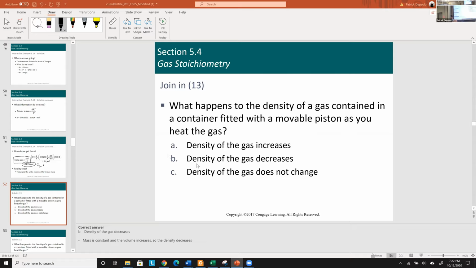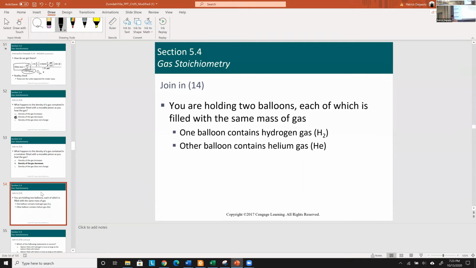So it decreases the density of the gas because when the gas is heated up, it will move the movable piston up and increase the volume of the gas, which will then make it less grams per liter. It'll spread out the gas. It will dilute the gas, if you will, to a larger volume. Good.